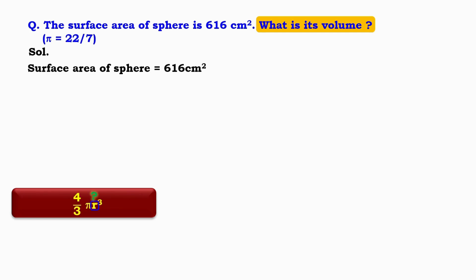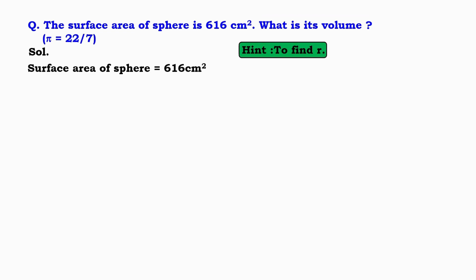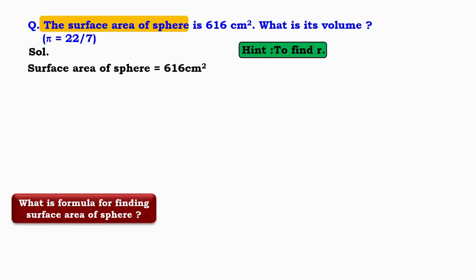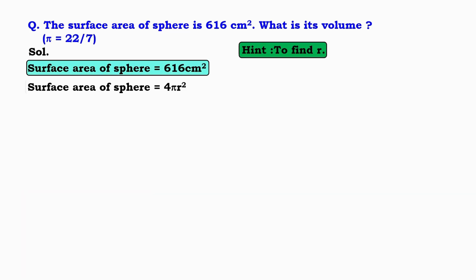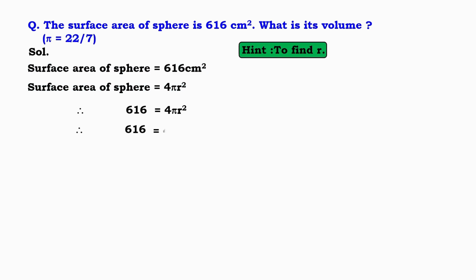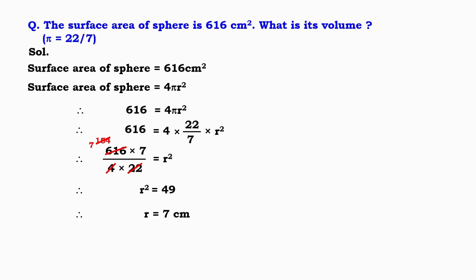So here the unknown thing is r. So we need to first find the value of r. So what is the formula for the surface area of a sphere? That is 4 pi r square. So 4 pi r square is equal to 616, that is given. Now from there we can easily find the value of r. Put the pi value. Now r square is coming 49. So r is equal to square root of 49, that is 7 centimeter.